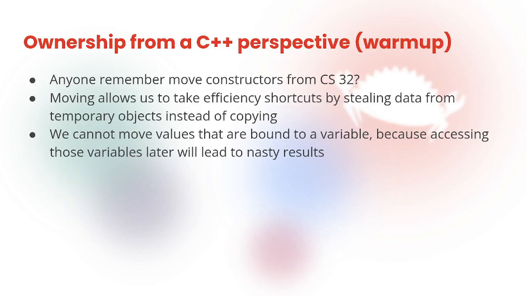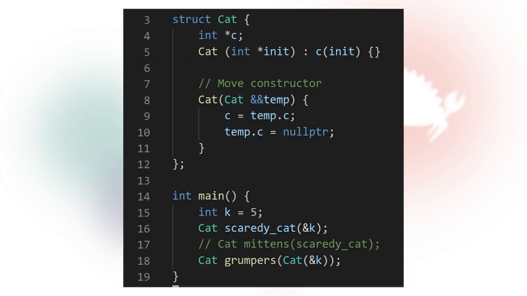Wait, what is actually a temporary variable in this case? A variable is anything that has a name. Sorry, temporary object. What is it? A temporary object. Well, let's see. In this example, we have a cat. I just put a struct there because I don't want to make stuff public. Here we have a regular initializer where you pass in an int pointer and it initializes the value.